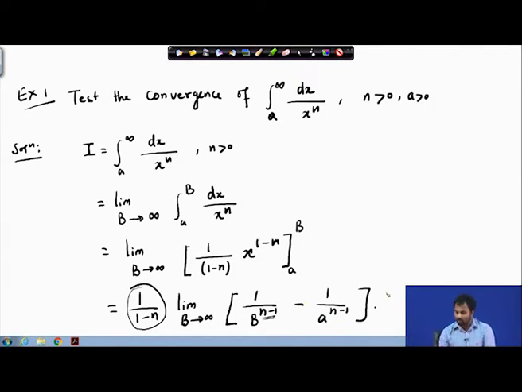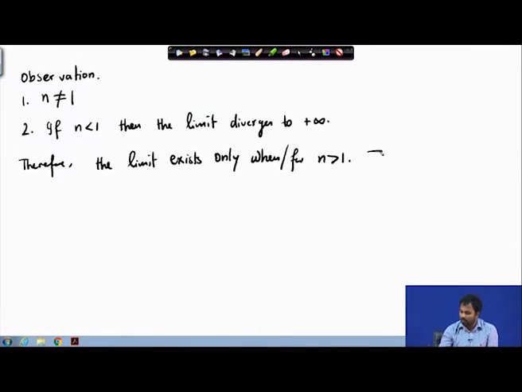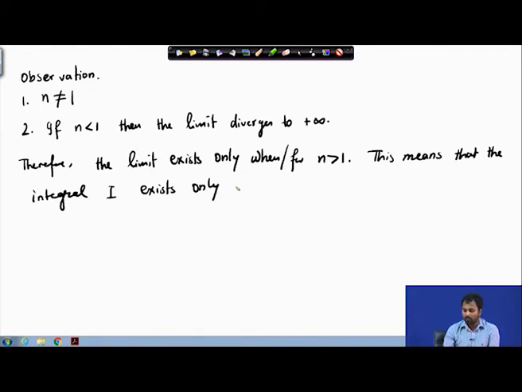So, that means this integral I exists only when n is greater than 1. So, that means it is convergent for n greater than 1.